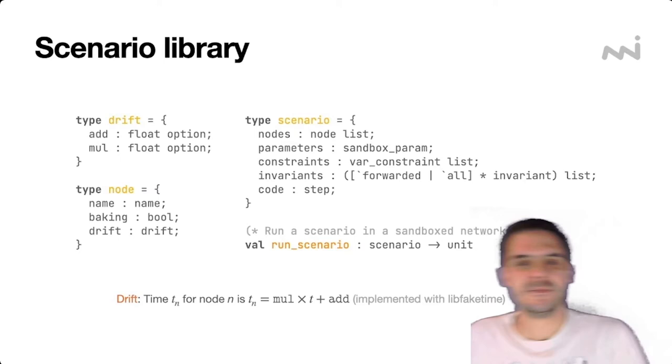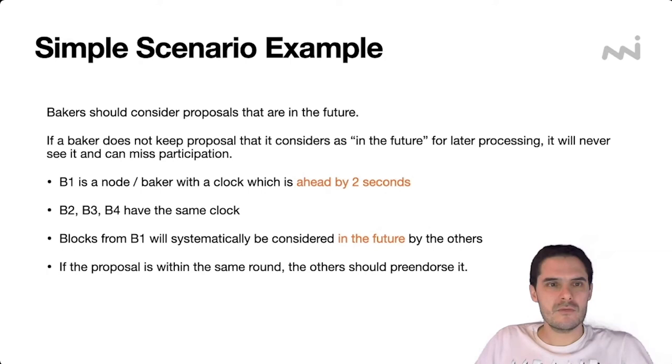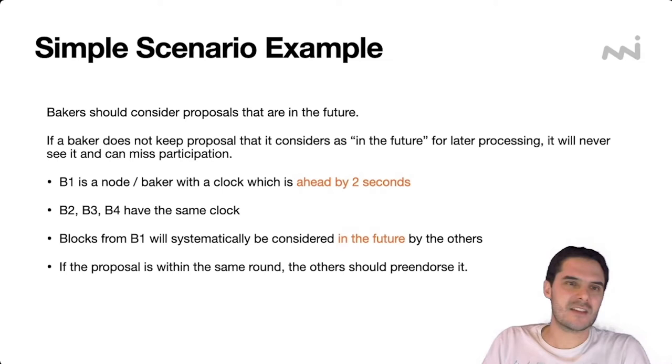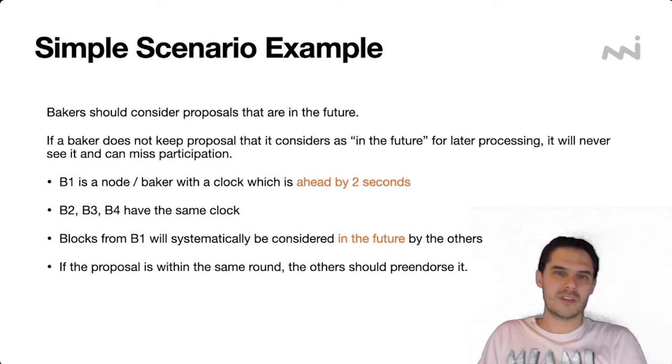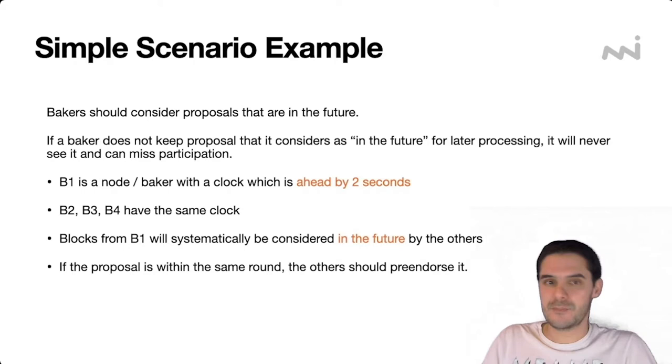So here is a simple scenario example that I will show you in Mitten. This scenario example checks that bakers should reconsider the proposals that are in the future. So if a baker does not keep proposals that it considers in the future for later processing, it will never see them and it can miss participation in the consensus.